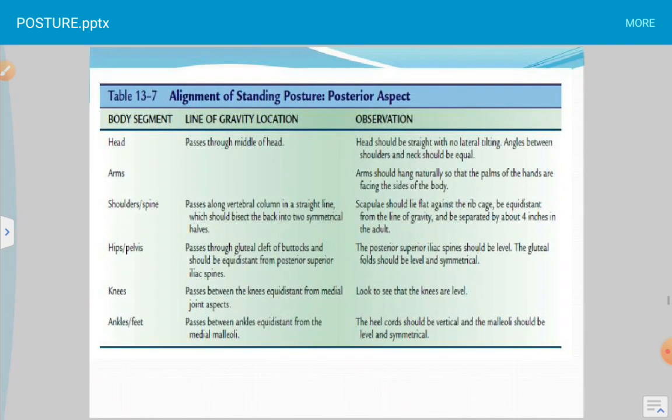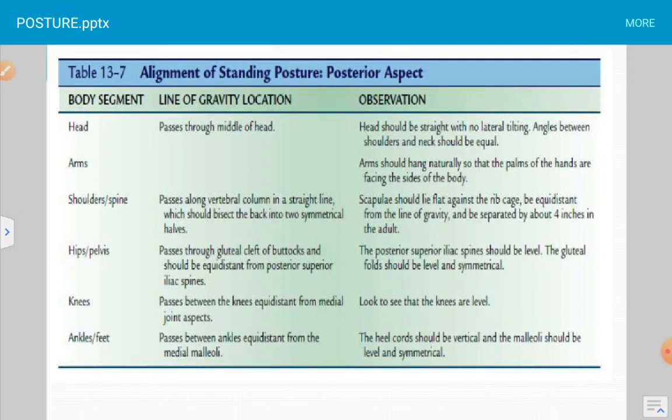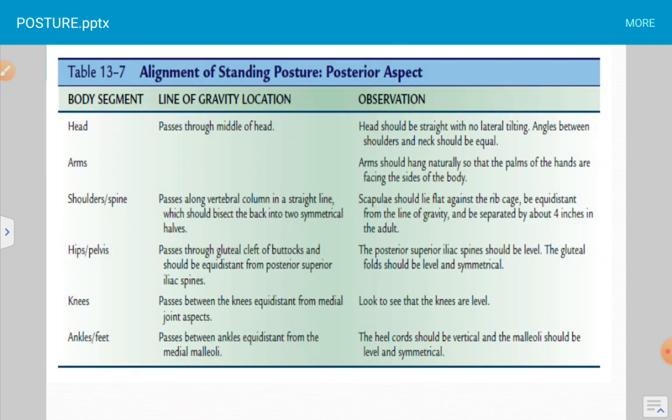Then the passing of the line of gravity in the posterior view. In the head, it passes the midline of the head. Okay, the head should be straight with no lateral tilting, and the angle between shoulder and neck should be equal, same as the anterior view. Okay, in the arms, the arms should hang naturally, so that the palms of the hands are facing the side of the body. Always the palm of the hand should be facing the body.